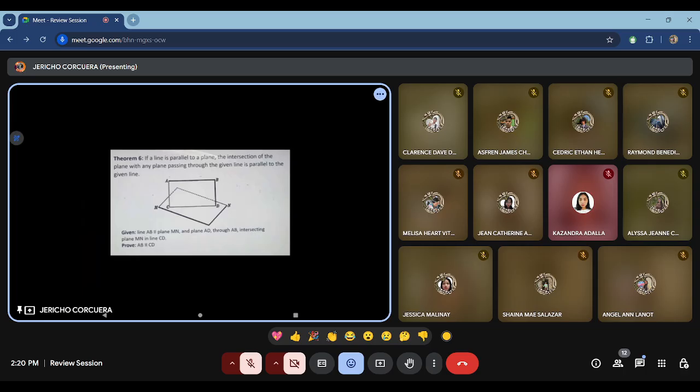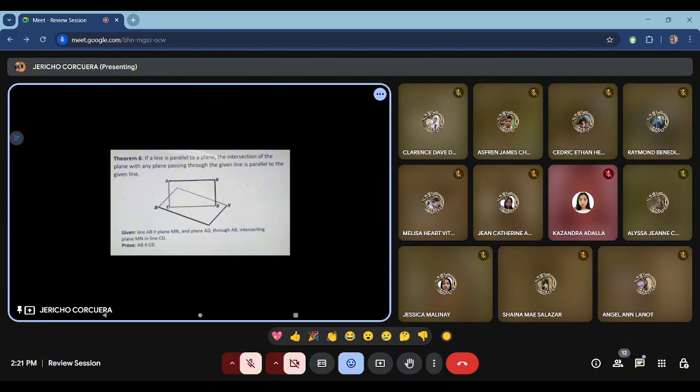Okay, so let me just line CD is siya, intersection. Intersection of the plane with any plane passing to the given line is parallel to the given line. If you can see that plane, there's plane M in here. And we have line CD on the plane. You can see that line AB is parallel to plane MN.